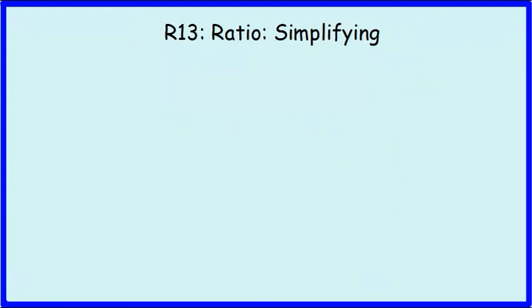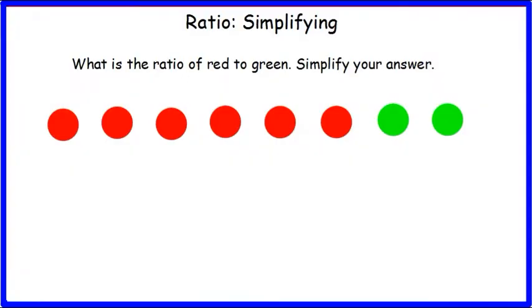In this video, we're going to look at ratio and we're going to look at simplifying ratio. Okay, so what is the ratio of red to green and simplify your answer? And what you will do is you go red to green, red comes first. 1, 2, 3, 4, 5, 6. Green is 2. Now you look for a number that goes into both of these.